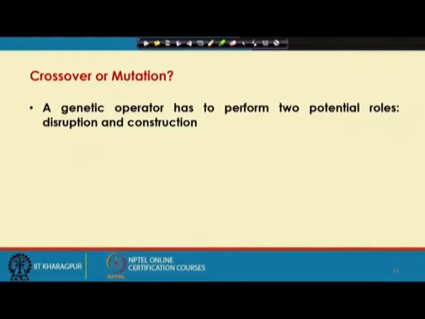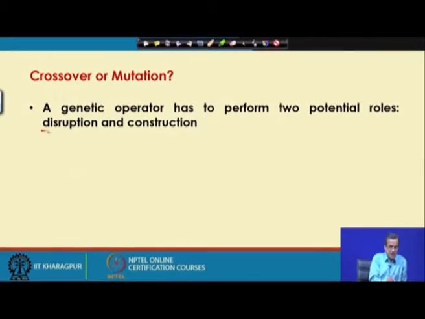Now, in terms of disruption capability, the mutation operator is much more powerful in comparison with the crossover operator. But in terms of construction capability, the crossover operator is preferred to the mutation operator. That is why in genetic algorithm and genetic programming we consider both crossover and mutation, but we give slightly more weightage to the crossover compared to the mutation.